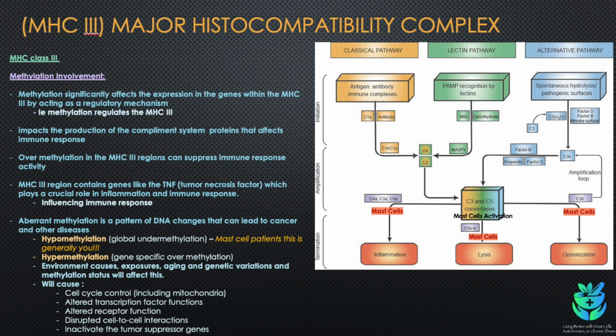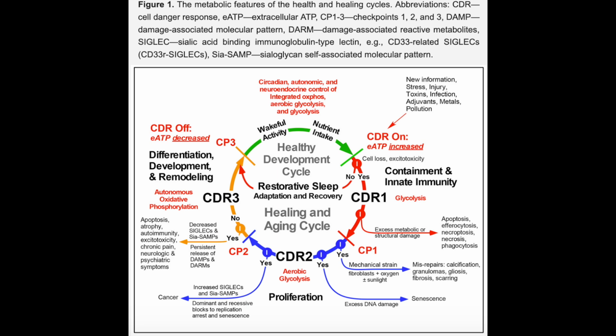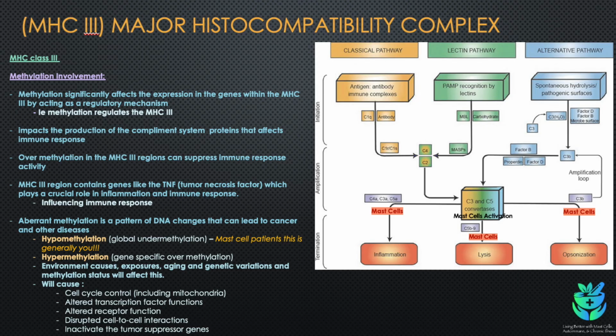And I made a whole video on methylation and broke down each cycle and how they all work together along with the genes. There are also methylation slides and genes and SNPs slides. Aberrant methylation and DNA changes will cause cell cycle control problems, including mitochondria problems, altered transcription factor functions, altered receptor function, disrupted cell-to-cell interactions, and inactivate the tumor suppressor genes. So it's really important that you keep your methylation under control because it's going to have a direct link to your MHC class 3, which is constantly going to be also affecting your complement system.